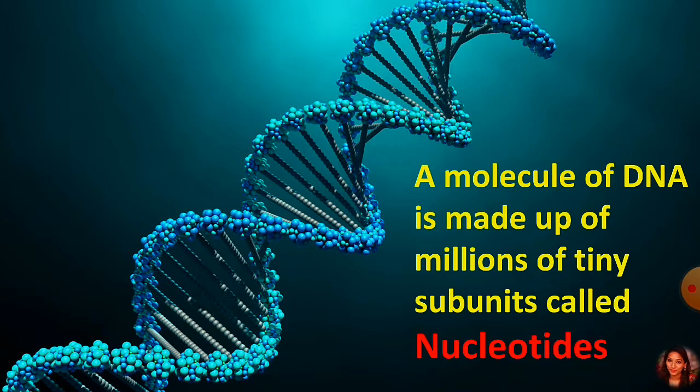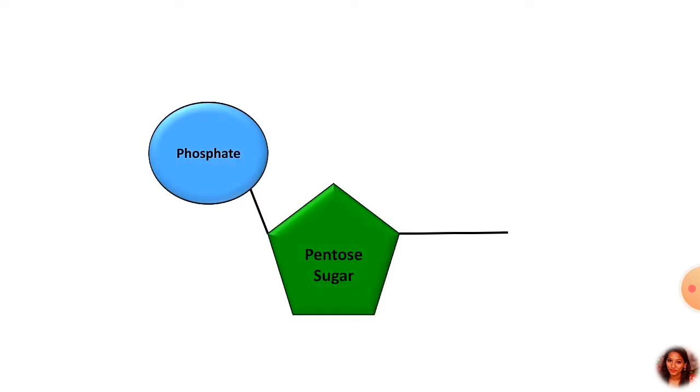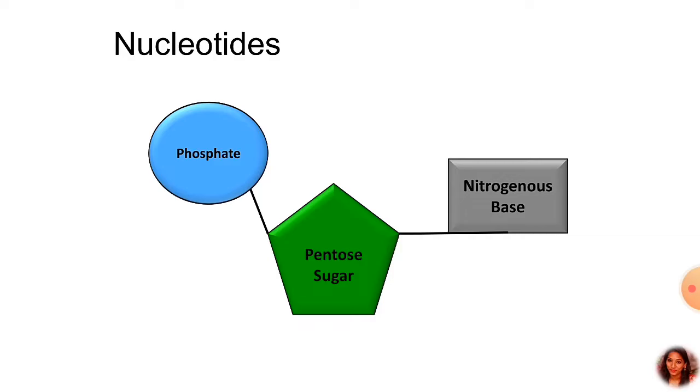The molecule of DNA is made up of millions of tiny subunits that are called nucleotides. So first we'll learn what these nucleotides are exactly. Each nucleotide consists of three main parts: a phosphate group, a pentose sugar, and a nitrogenous base. The phosphate group binds with a pentose sugar, and then it binds with the nitrogenous base. All these three structures together are known as a nucleotide.